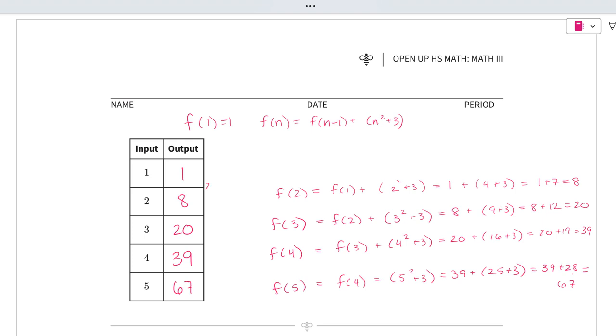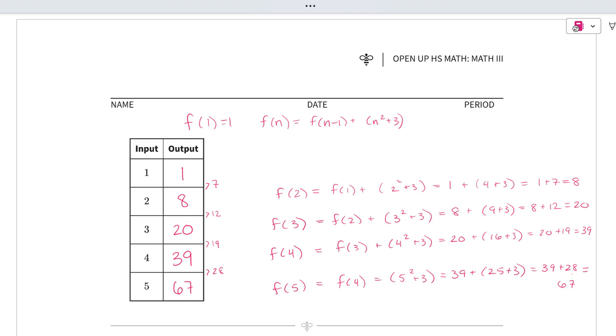Let's check it. So the first difference we see here is 7. And then we have a first difference of 12. Here we have a difference of 19. And here we have a difference of 20. Wait, where's my mental math here? 67 minus 39. It's 28. What am I doing? Okay, I had to think a little bit about that one.